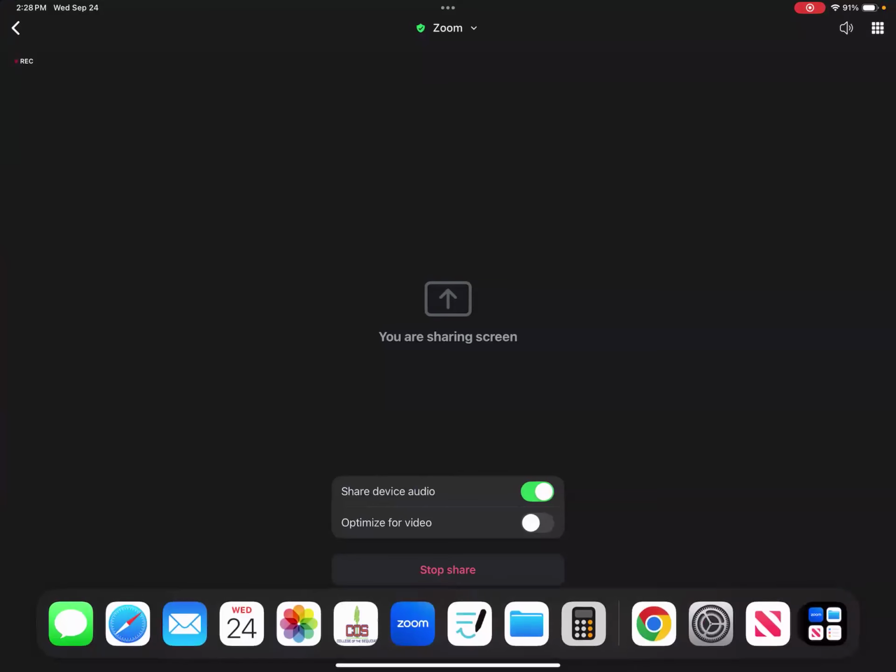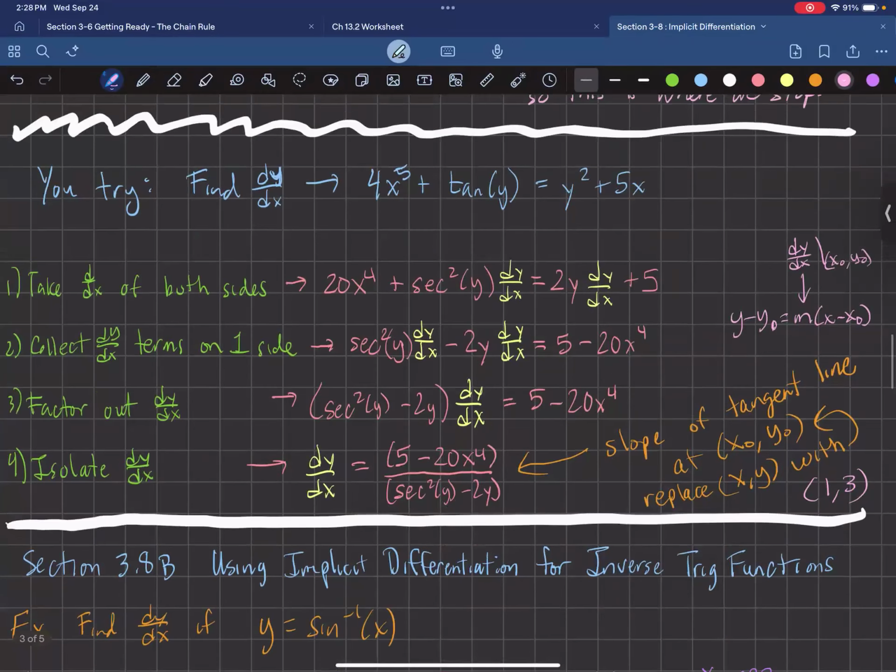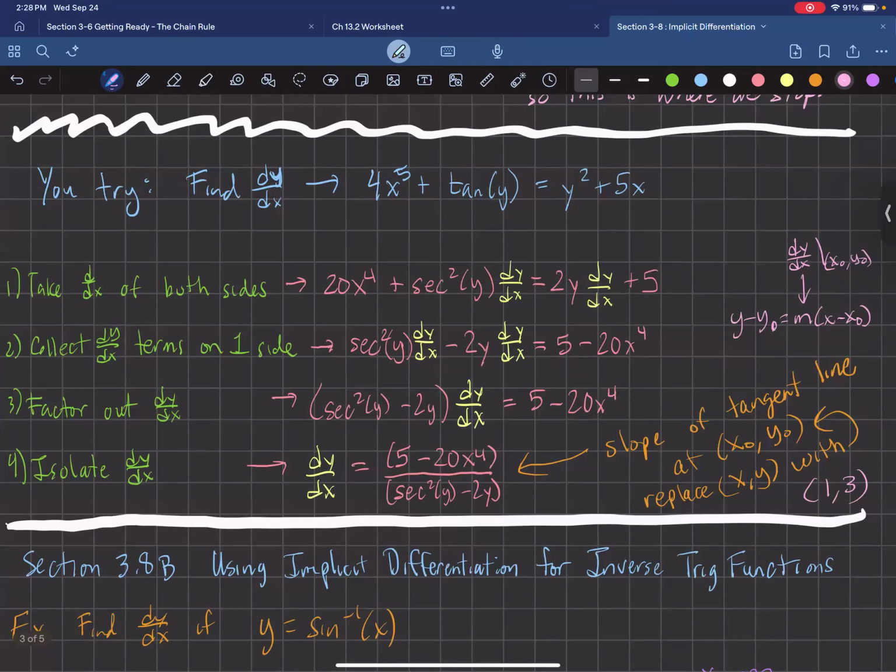All right, let's look at implicit differentiation of inverse trig functions. Let's say we've got y equals sine inverse x. So we want to find dy dx. This is how we're going to go about doing it.